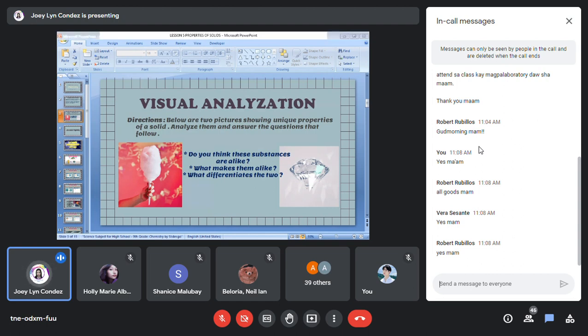Okay, I want you to type your answers in the chat box. Below are two pictures showing unique properties of a solid. Analyze them and answer the questions that follow. The first picture shows a cotton candy. The other one is a diamond. Do you think these substances are alike? Okay, 1A, do you think these substances are alike? You can type your answers in the chat box.